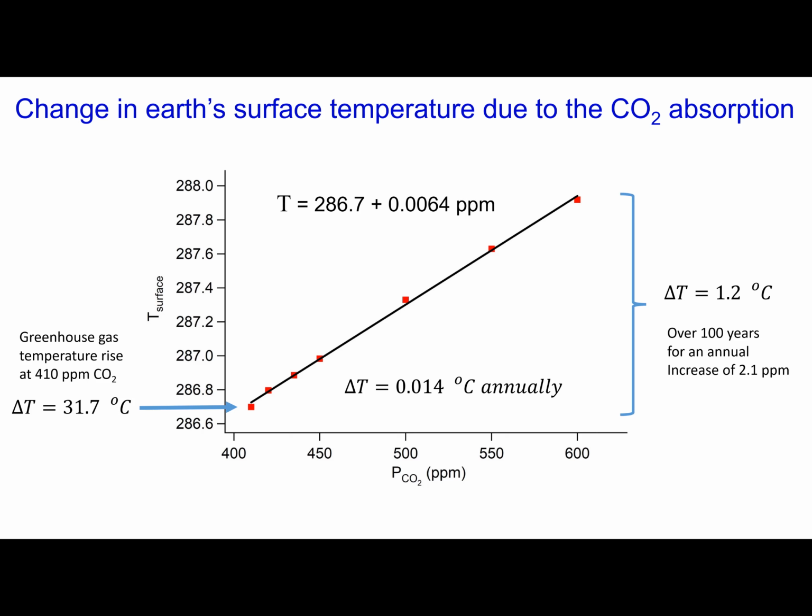The second conclusion is that the model predicts a temperature increase of 1.2 degrees Celsius over the next 100 years, assuming that the CO2 parts per million increases approximately at a rate of 2.1 per year, which is the current rate of increase. This value, too, is in line with sophisticated climate models.